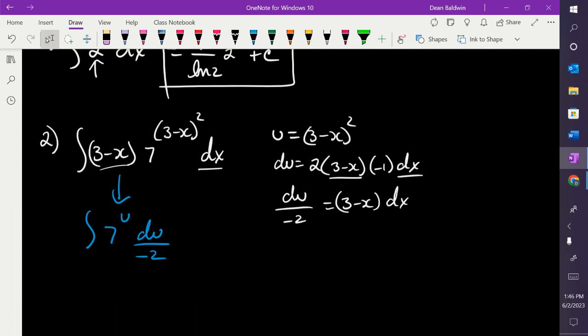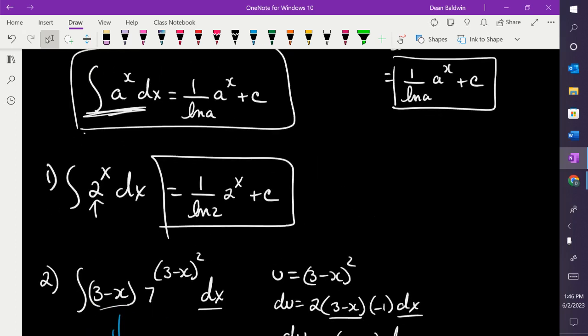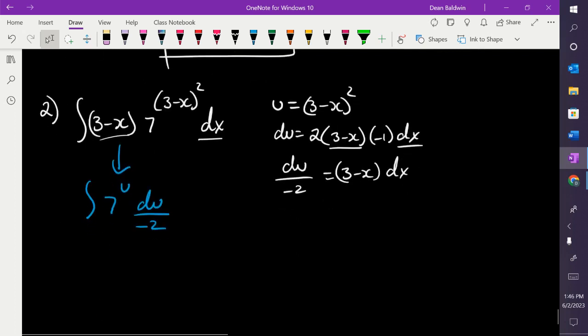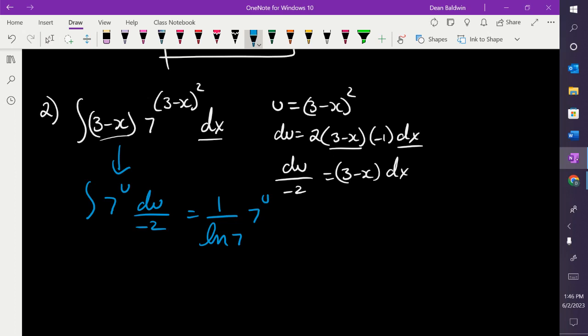Everybody with me on this? Okay, now this looks like our formula, a to the x dx, right? So we just go, okay, it's 1 over natural log of the base, which is 7, times what that was, 7 to the u. But remember, there's a negative 1/2 sitting out front, right? So I'll give myself some more room here. Negative 1/2 natural log of 7, 7 to the u. So I'm going to rewrite it as negative 1 over 2 natural log of 7, 7 to the u.